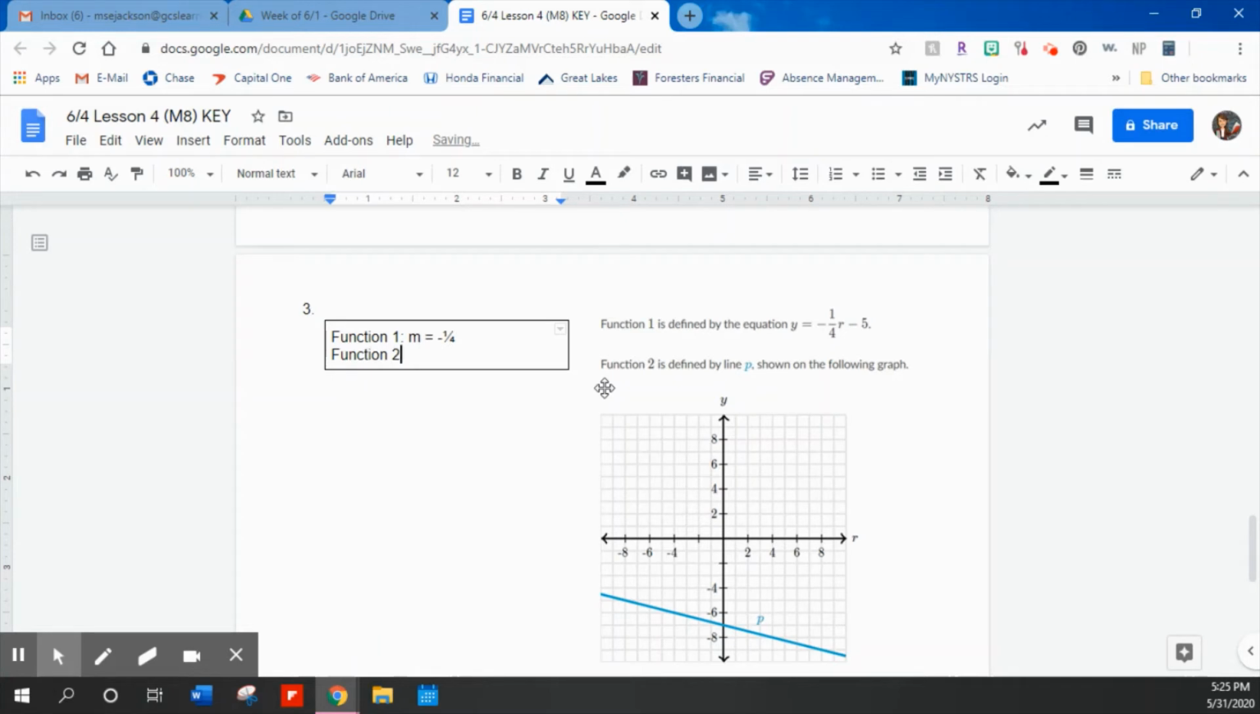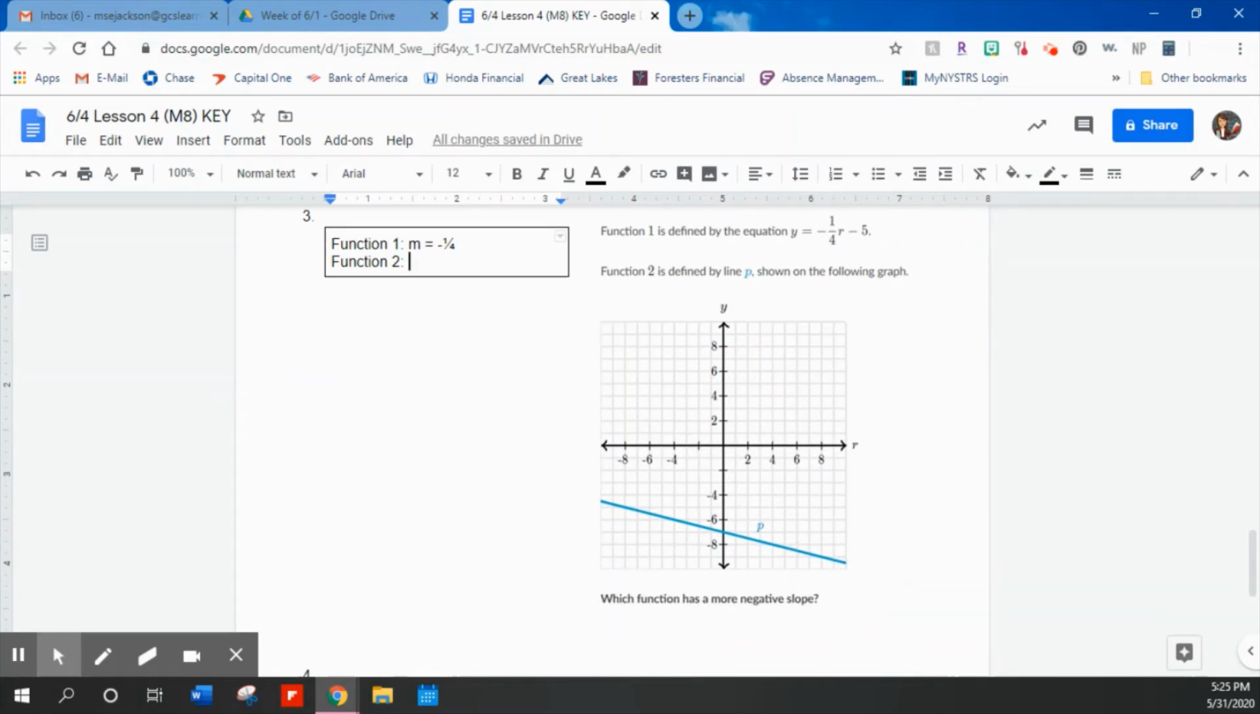For function 2, now we're looking at a graph here. So we want to be careful. We want to find two distinct points along our line. I always like to pick the y-intercept, and then let's see right there. Okay, so to get from one point to the next, remember we are walking down a hill, so this is negative. So down 1 over 4. 1, 2, 3, 4. So my slope for function 2 is negative 1 over 4.